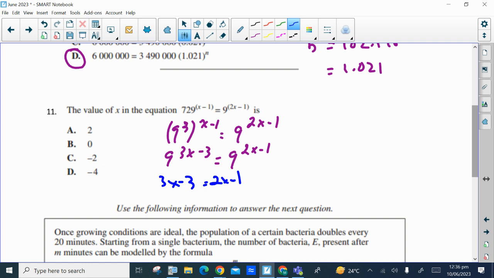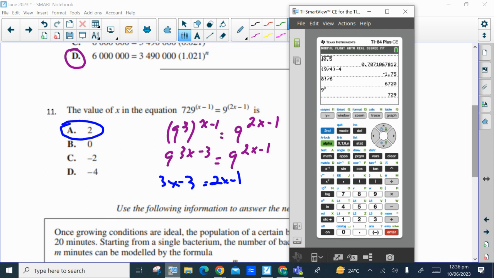And then you can solve for x. Subtract the 2x from both sides, add 3 to both sides. X equals 2. And you can always check these. When x is 2, 729 to the power 2 minus 1 will be 1. Obviously, that's 729. The other side, 9 to the power, when x is 2, 2 times 2 is 4, minus 1 is 3. So it checks.